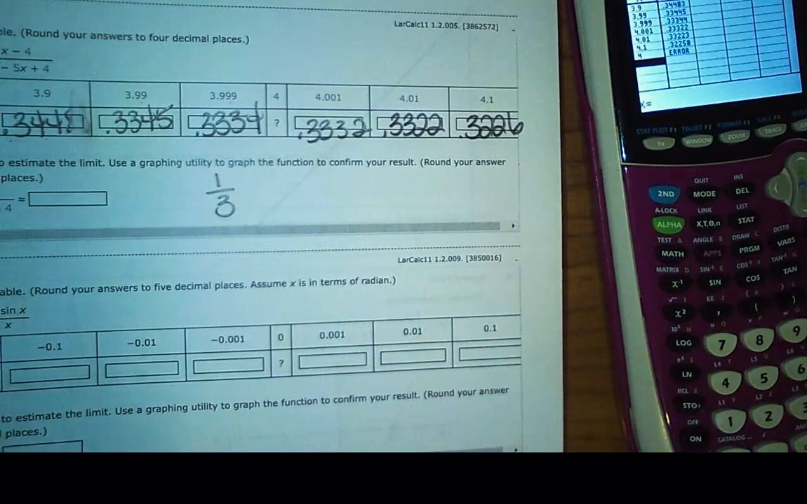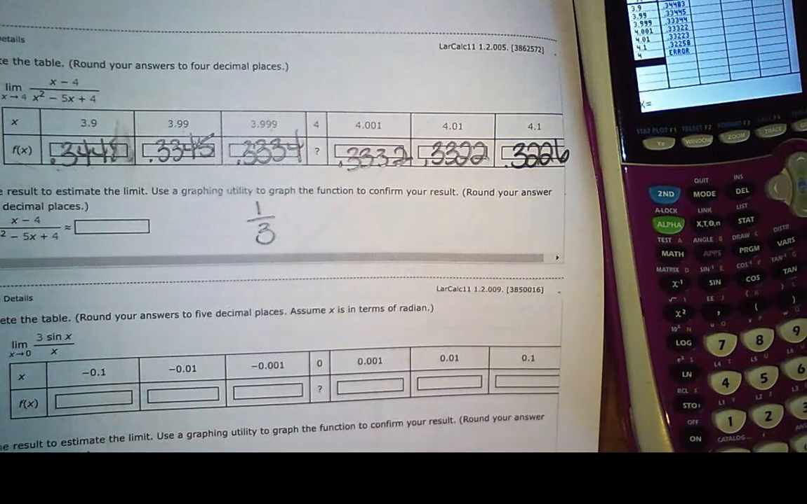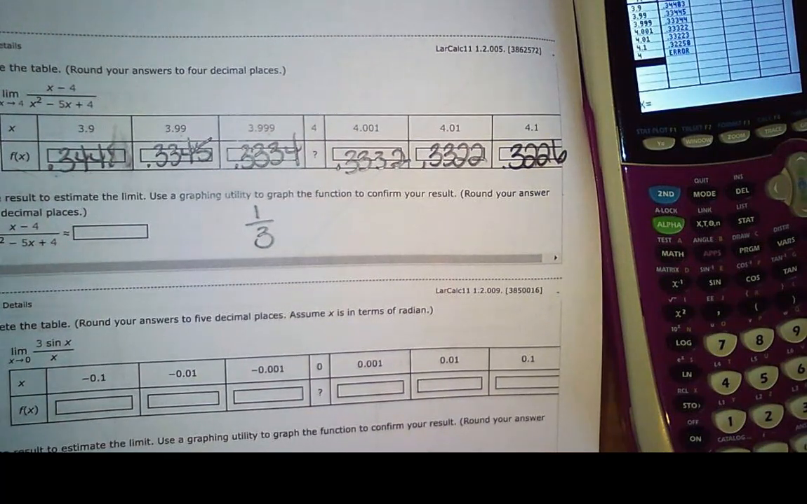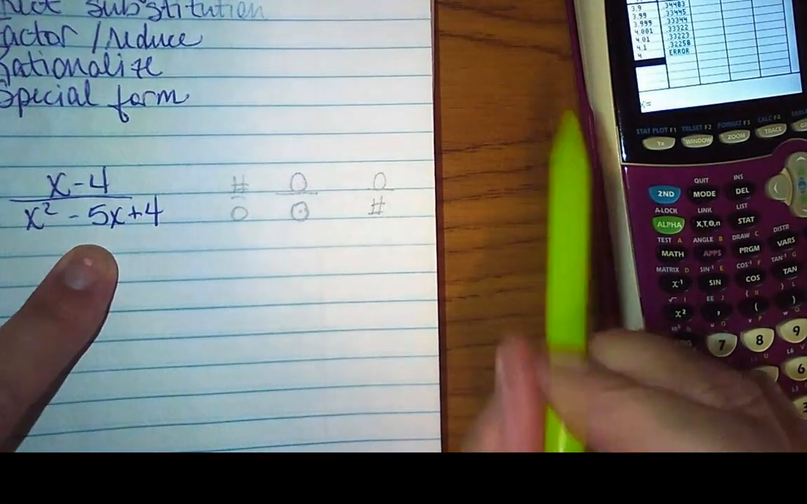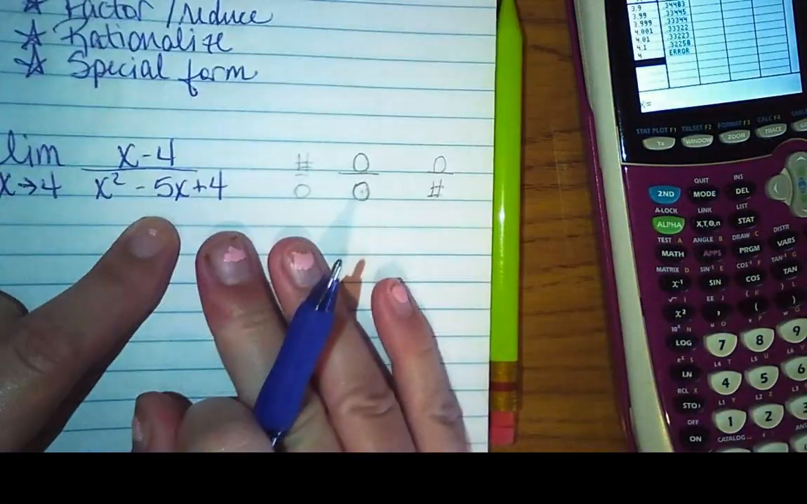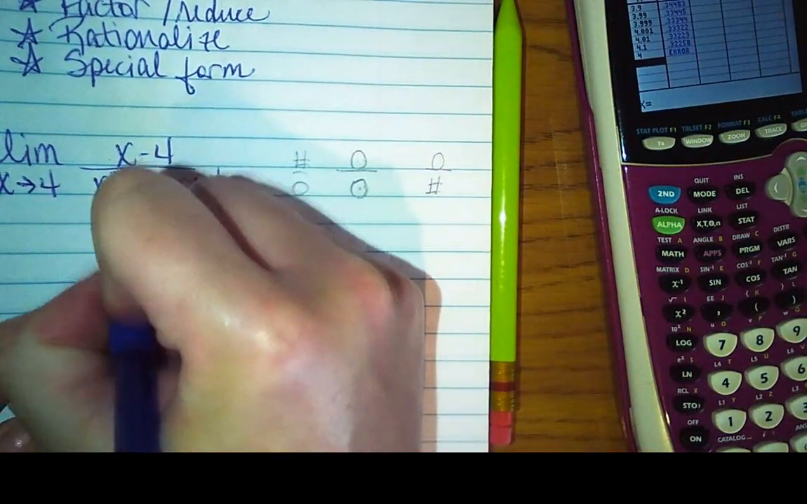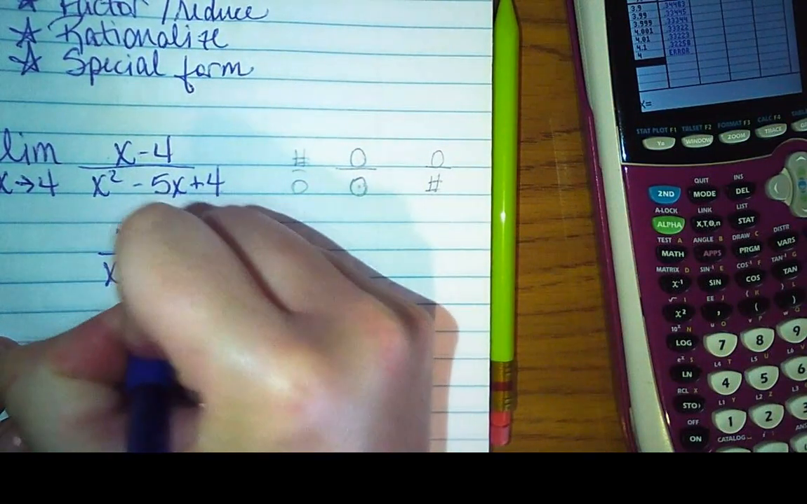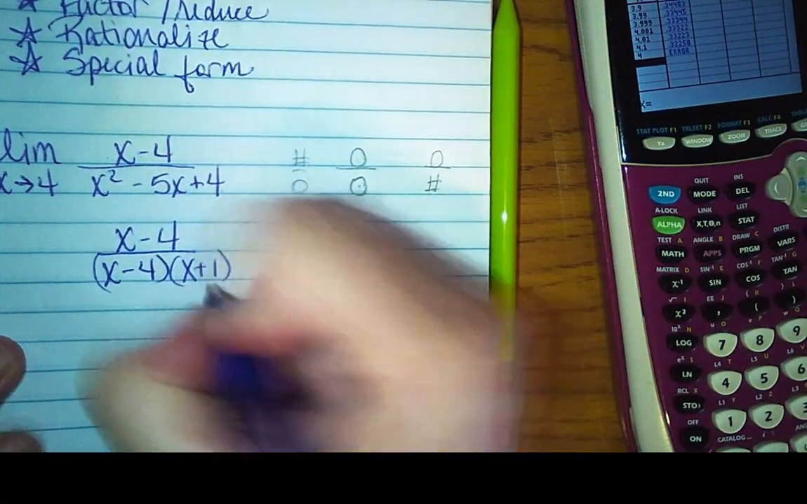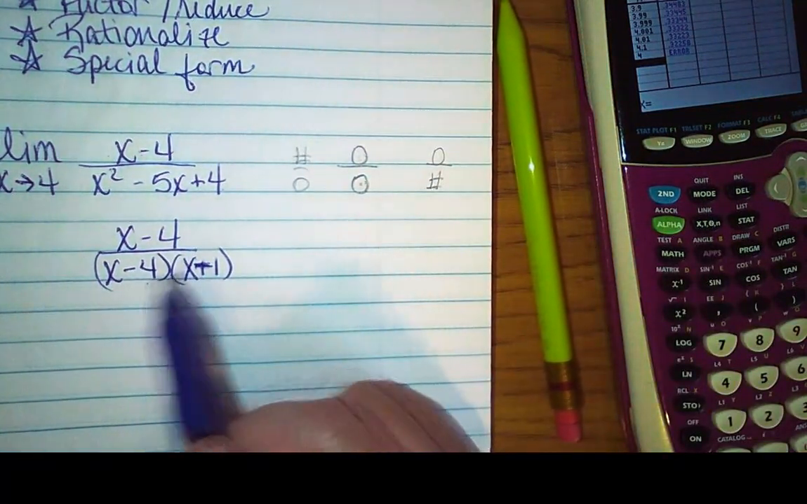So here's the fun part. Are you ready? What happens if I don't want to use the table feature? Obviously tables are a little bit detailed and kind of irritating to use. So what happens if I go back to here just for kicks and try to use algebra for this? What happens if I factor the bottom? I actually have x minus 4 over x minus 4 times x minus 1.